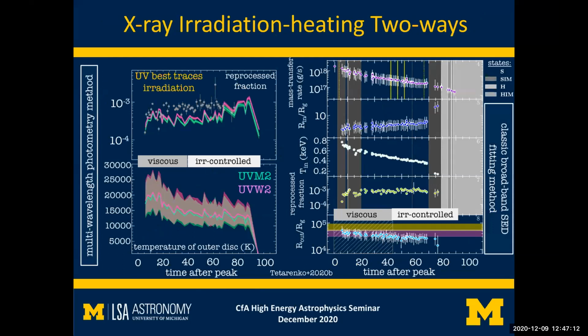In this case, we make use of the mid-UV filters of UVOT. So if you're familiar with the instrument, that's UVM2 and UVW2. So again, on the top panel, you can see the reprocessed fraction over time. And on the bottom panel, you can see our irradiation temperature in the outer disk over time.